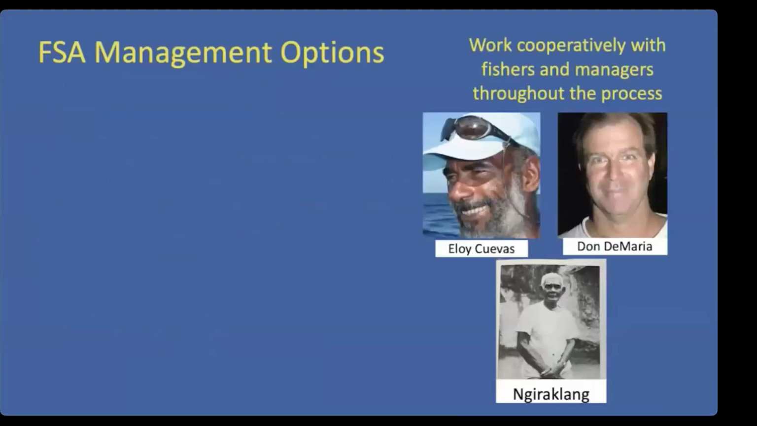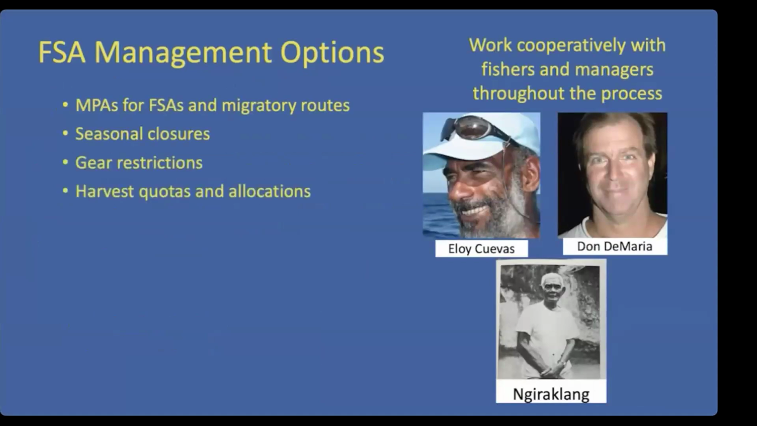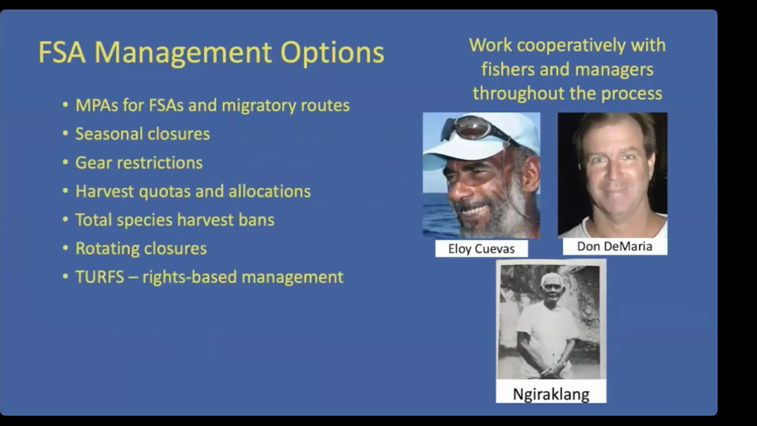In terms of management options, I want to remind us all that working cooperatively with fishers throughout the process of planning and management is absolutely key. You might wind up creating marine protected areas for the aggregation sites or the migratory routes, could implement seasonal closures, gear restrictions, harvest quotas or allocations, total species bans, rotating closures, rights-based management initiatives, or, as Yvonne Sadovi indicated in 2016, it may be best to just leave these places undiscovered and uncharacterized.